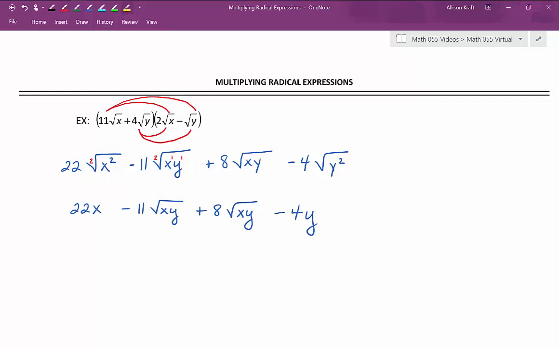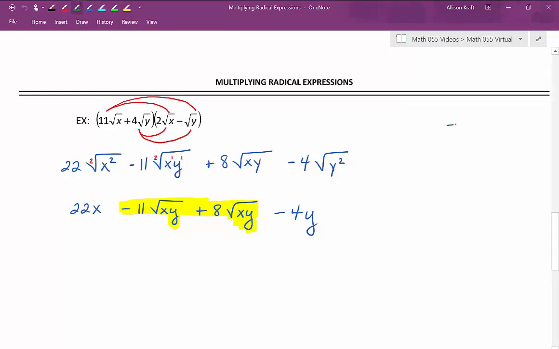But I would like to point something out to you. Look at these two middle terms here. Notice that they are both the square root of xy. Well, these are called like radicals. Like radicals have the same index and the same radicand. So since they're both the square root of xy, they're like radicals. And like radicals can be combined. All we need to do is add and subtract the numbers in front and bring the radical along.